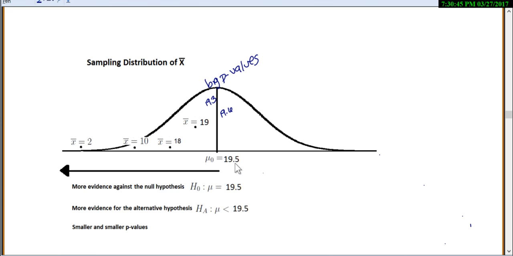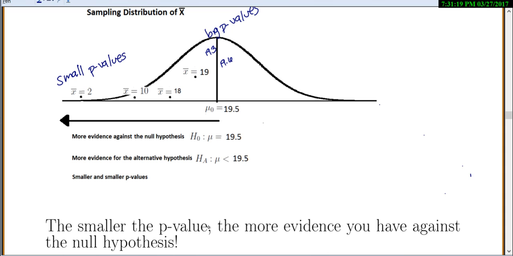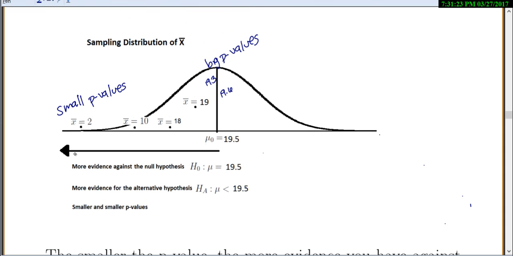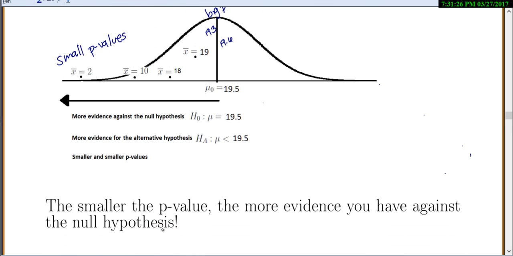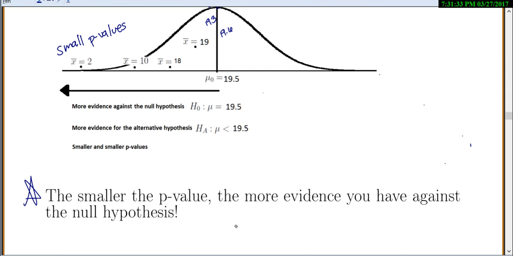But if your true mean is really 19.5, are you likely to get a sample mean of 10? No. Are you likely to get a sample mean of 2? Definitely not. So over here you'd have small p-values. As you move out towards the tails, you're going to have more and more evidence against the null hypothesis that our mean is 19.5. And the more evidence you have against the null hypothesis, the more evidence for the alternative hypothesis. And as you move out this way, you're going to get smaller and smaller p-values. So the thing you need to memorize here is that the smaller the p-value, the more evidence you have against the null hypothesis.